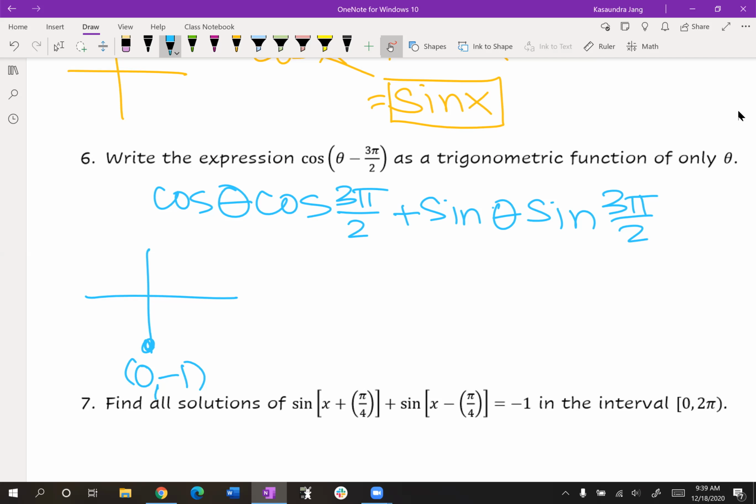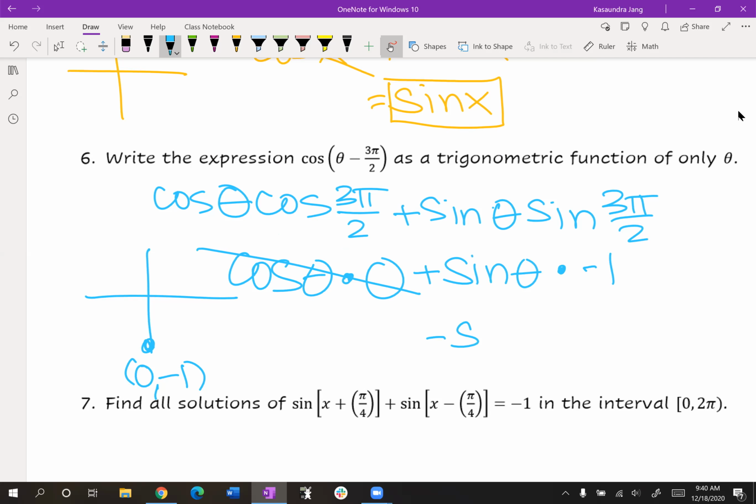All right, so this gives me cosine of theta, which I don't know what it is, times cosine of 3 pi halves. Cosine is the x value out of that point, which was 0. Plus sine of theta times sine of 3 pi halves, so the y value on this point was -1. Okay, so times a -1. All right, again, 0 times whatever is still 0, and this multiplies to be a negative sine of theta, very similar to what I had before.